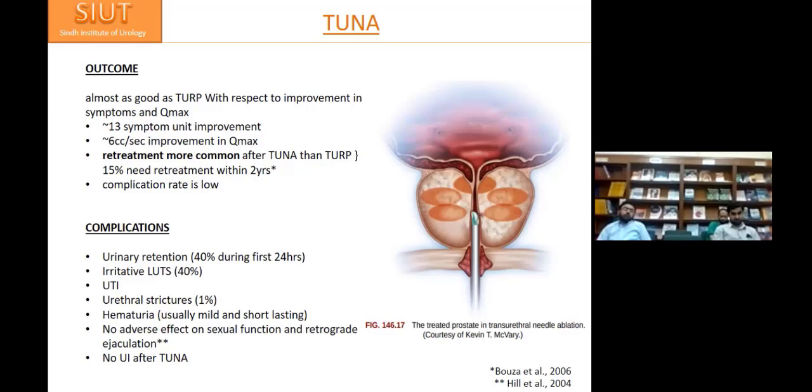Urinary retention in 40% during the first 24 hours, irritative LUTS, UTI, urethral strictures, and hematuria. No adverse effect on sexual dysfunction and retrograde ejaculation are noted, in the study conducted in 2004 by Hill et al. No urinary incontinence after transurethral needle ablation has been noted.